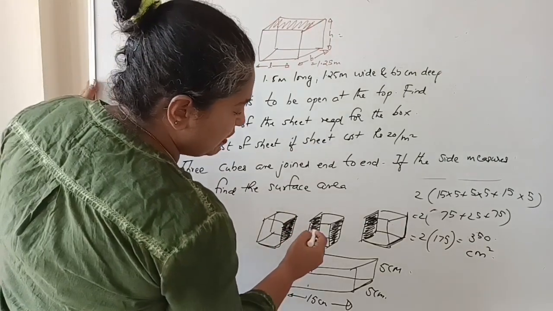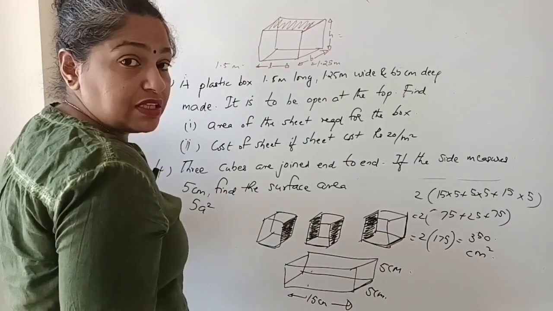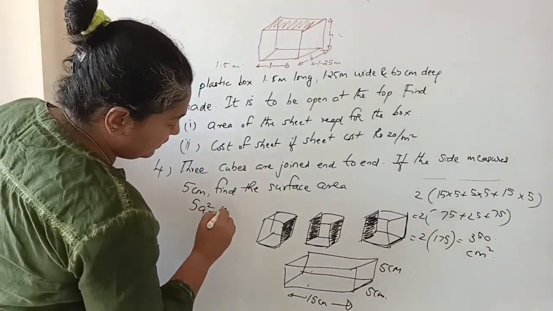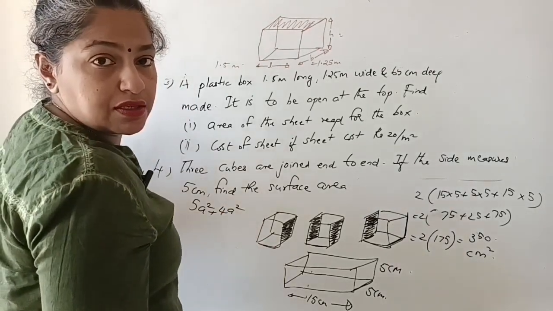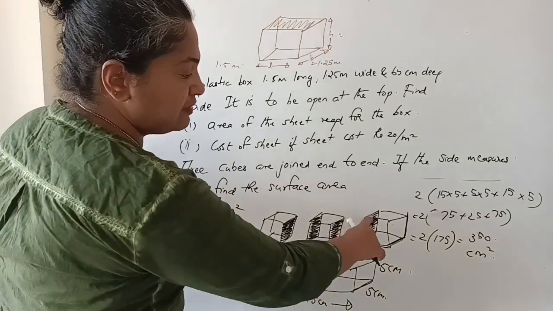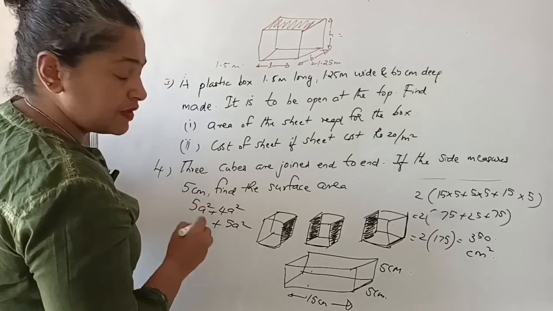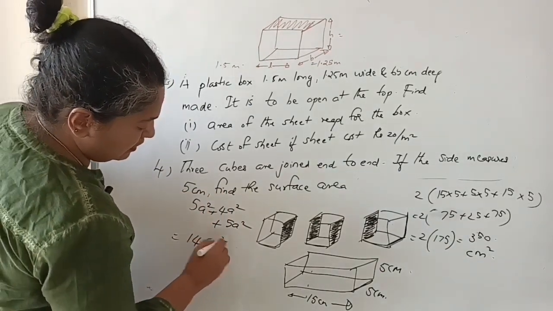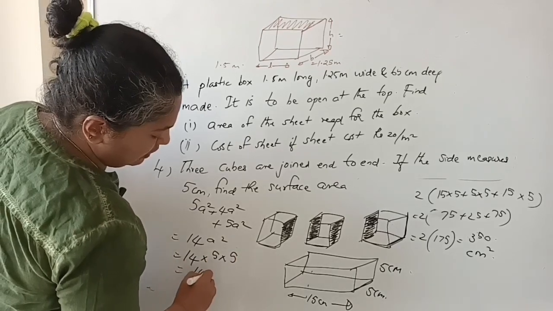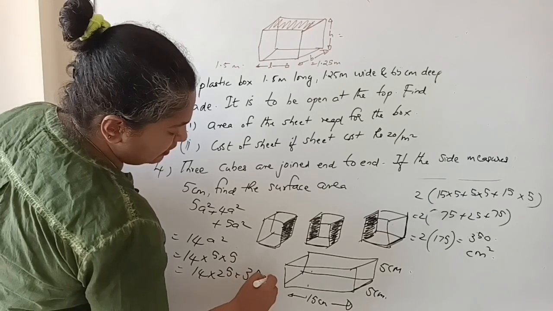Look at my second cube. Because I am attaching this face over here and this face to the face of the third one, I am losing 2 faces over here. So I end up with what? 4a square. What happened to the third one? The third one is also like the first one, it has lost 1 face area. So it is again 5a square. So what do I get? I get 14a square, which is 14 into 5 into 5, 14 into 25, 350 centimeters square.